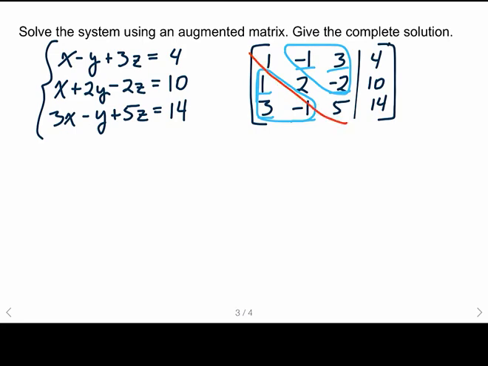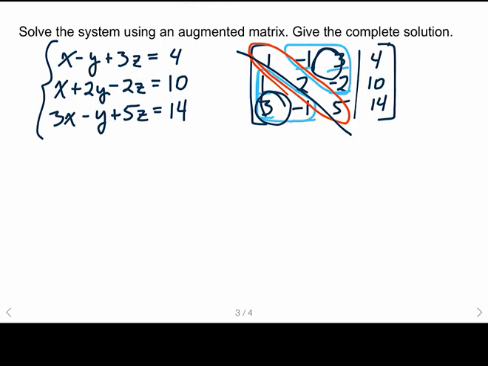Furthermore, we eventually want ones down the diagonal. That's what we call that, the diagonal of the matrix. When I have zeros in the left lower corner and zeros in the upper right corner and ones down the diagonal, then everything will be beautiful.